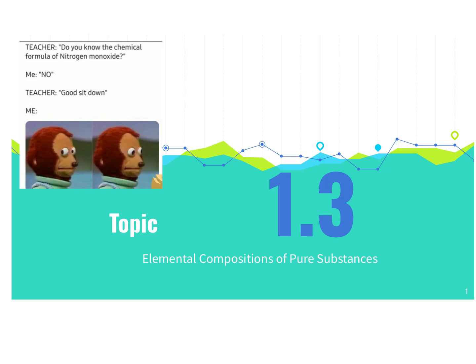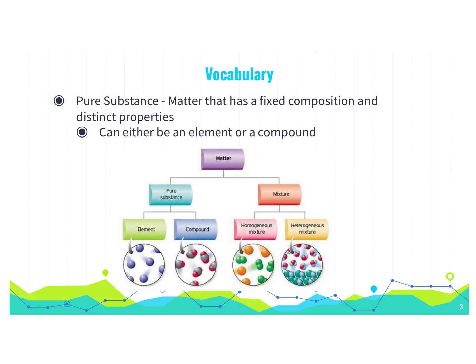Hi everybody, today we're going to be talking about topic 1.3, elemental compositions of pure substances. As a little vocabulary reminder, remember that pure substances are matter that has a fixed composition and distinct properties. And so if we look at our matter chart here, pure substances are composed of either elements or compounds.